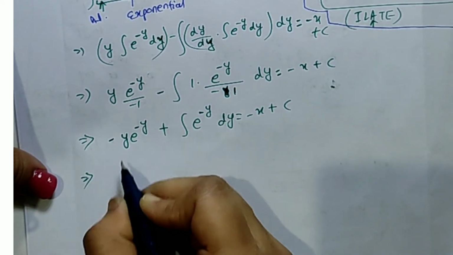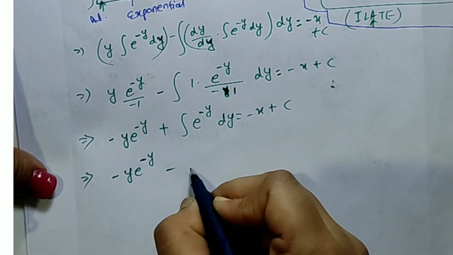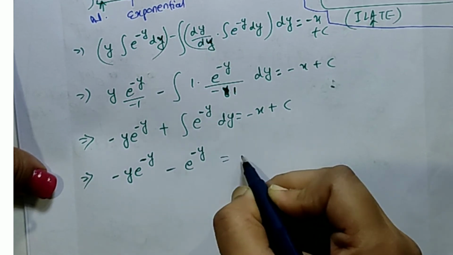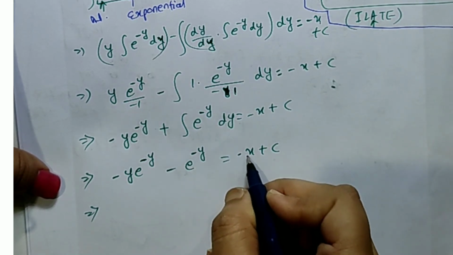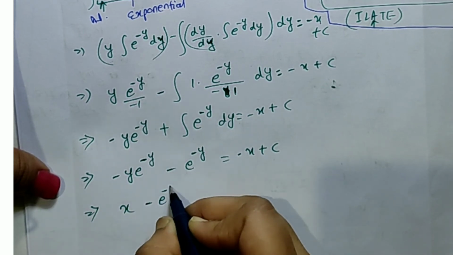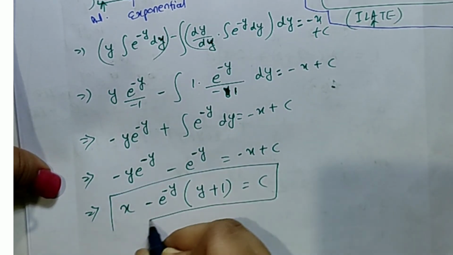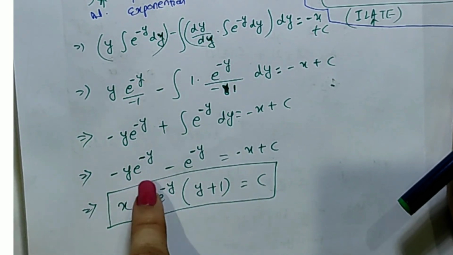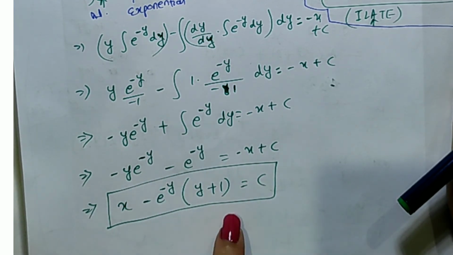This implies minus y e power minus y minus e power minus y, because integration of e power minus y is minus e power minus y, is equal to minus x plus c. The minus x goes to the left hand side as plus x. Now taking minus e power minus y in common, I get y plus 1, which is equal to c. So x minus e power minus y into y plus 1 is equal to c. This is our general solution.